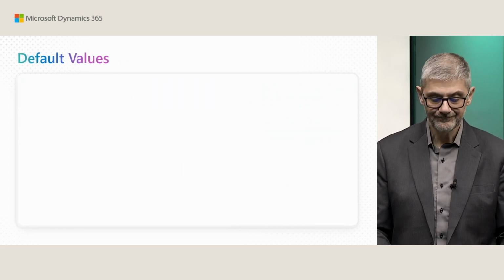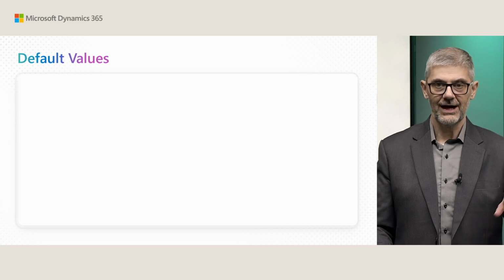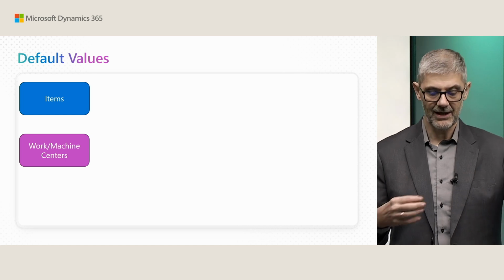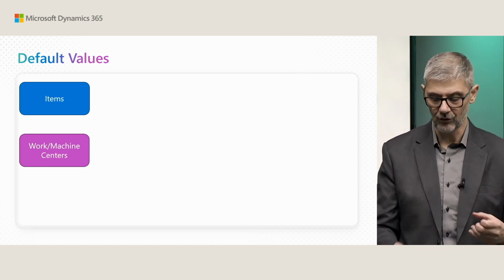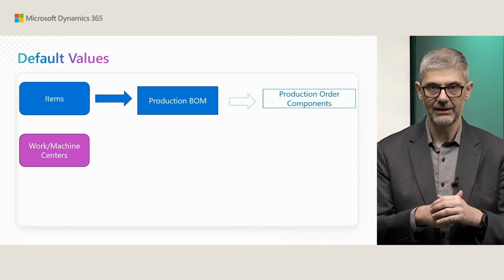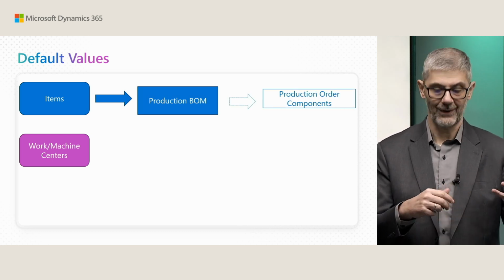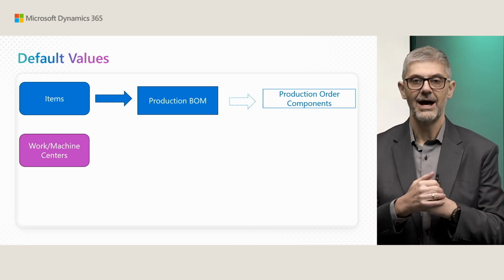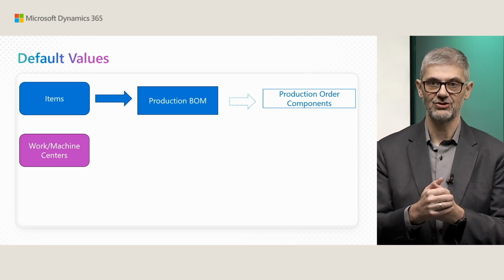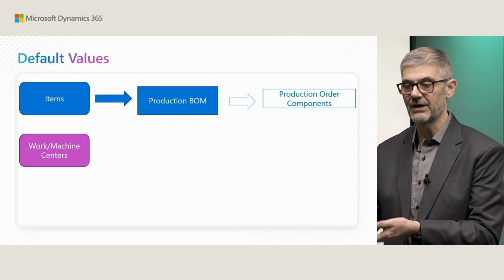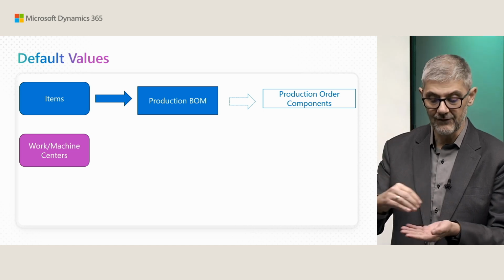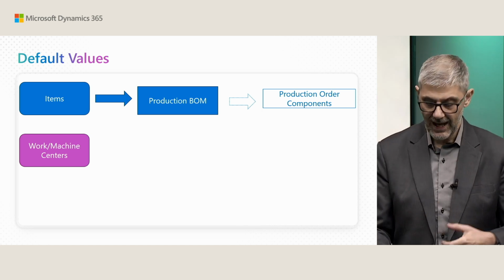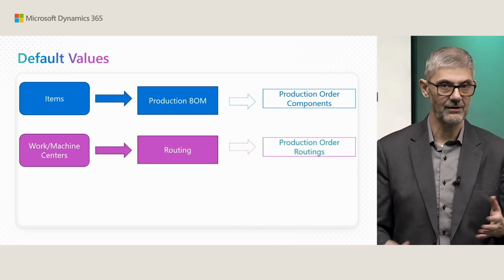So what do we have there? First, we need to start with two default values. We have items and we have work and machine centers. When we start with items and create some carbon equivalent emissions there, and when we create a production bill of materials, the system will use all these item emissions and move them to the production bill of materials. Then when we create a production order, the system will move all this information from the production bill of materials to the production order components.